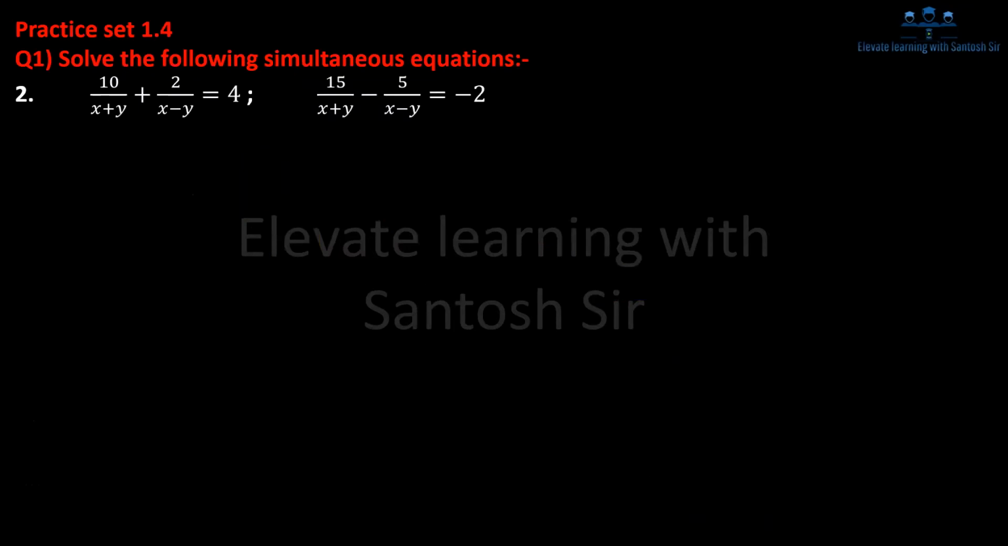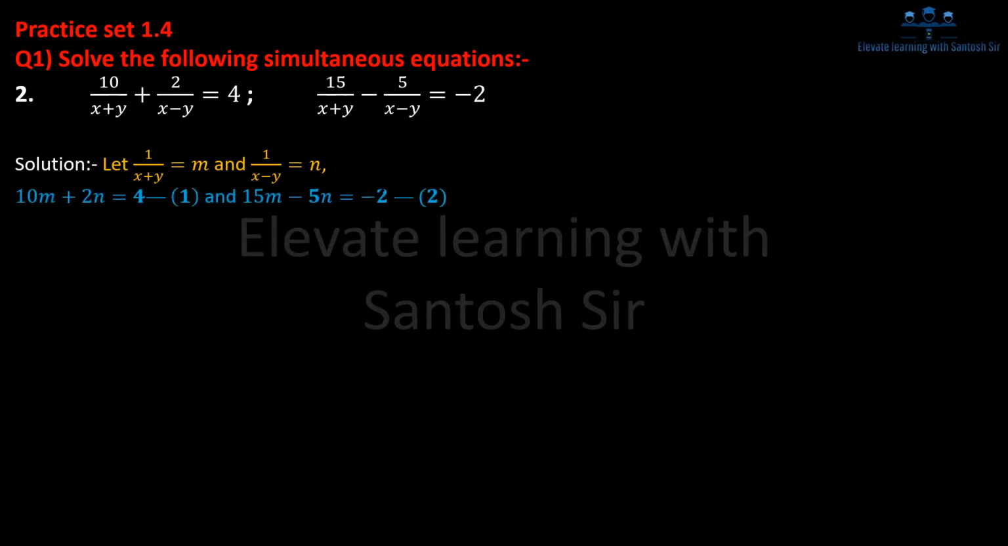Here, 10 upon x plus y plus 2 upon x minus y is equal to 4 and 15 upon x plus y minus 5 upon x minus y is equal to minus 2. Over here, we see that 1 upon x plus y and 1 upon x minus y is present in both the equations. So what we can do is the substitution like 1 upon x plus y is m and 1 upon x minus y is n. Once we do this, the equations would look like linear equations in two variables. We have 10m plus 2n is equal to 4 and 15m minus 5n is equal to minus 2.